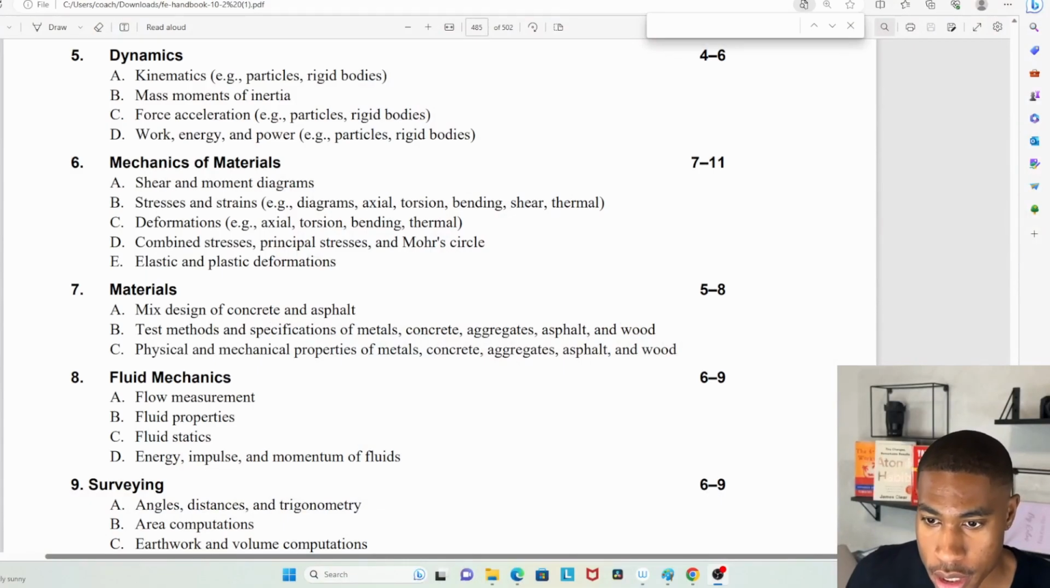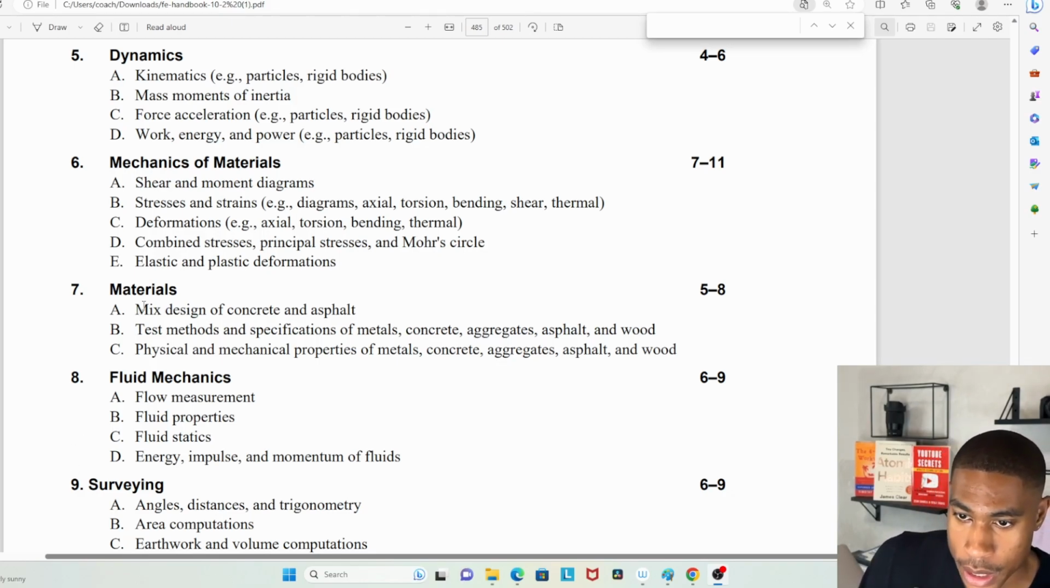Before we start, I always like to share what topics we're covering and how this is going to benefit you for your exam. As you're studying for your civil FE exam, you're going to be tested on mechanics of materials. And today our practice problem is going to be going through shear and moment diagrams.